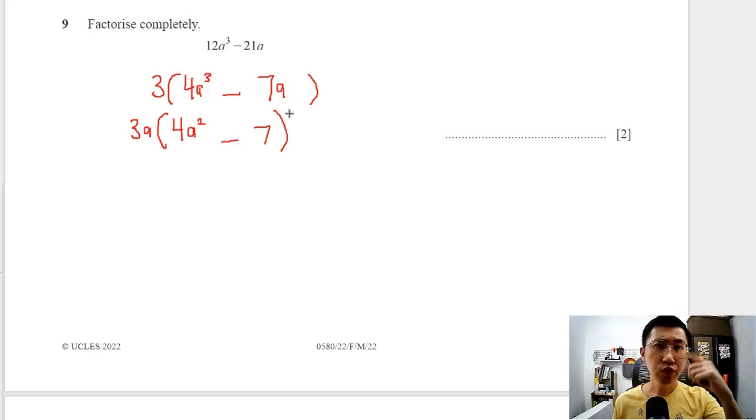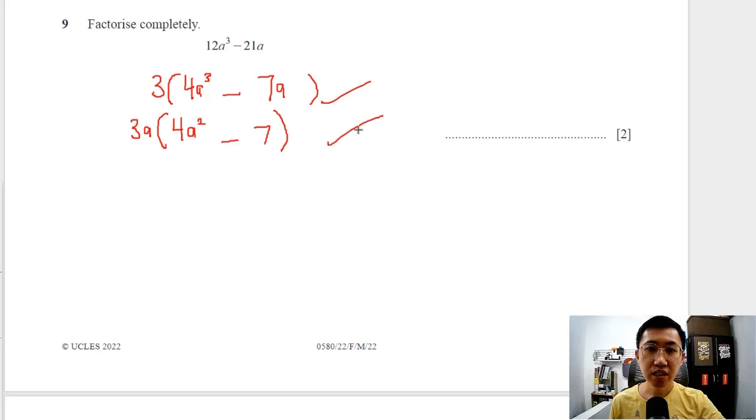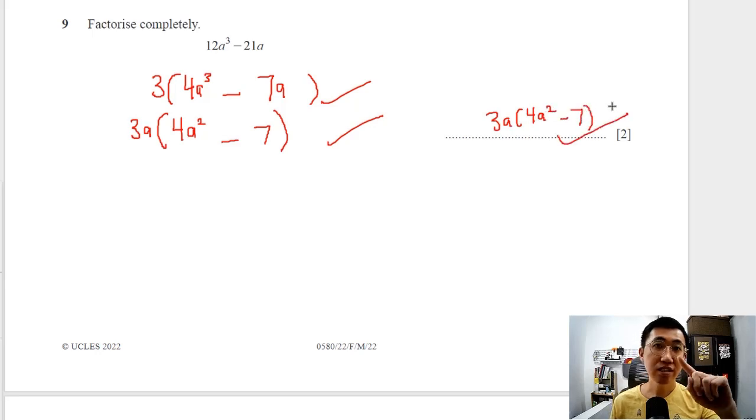Okay, so don't forget to expand manually using pencil and see whether you can get back the term on top. So minus 7 times 3a is -21a. Okay, so 2 marks. This is your final answer. Don't forget to fill up at the corner here. So 4a squared minus 7. Okay, so that's the answer.